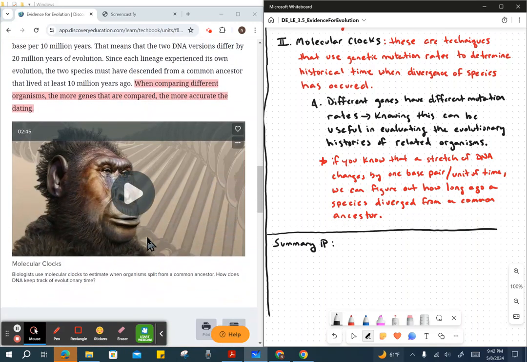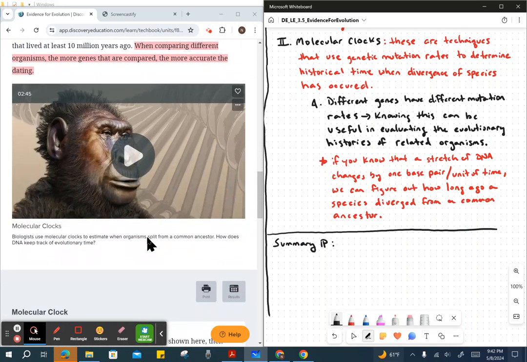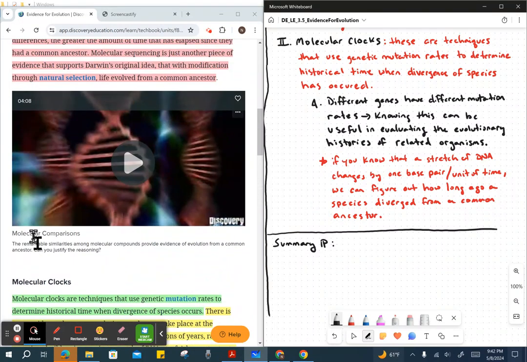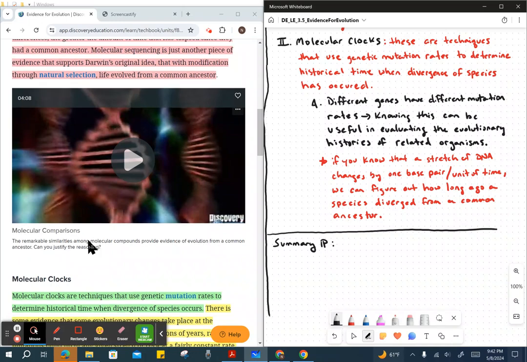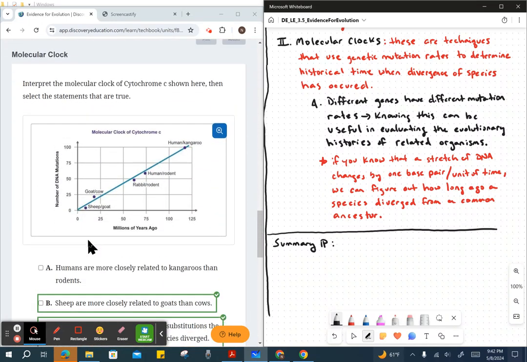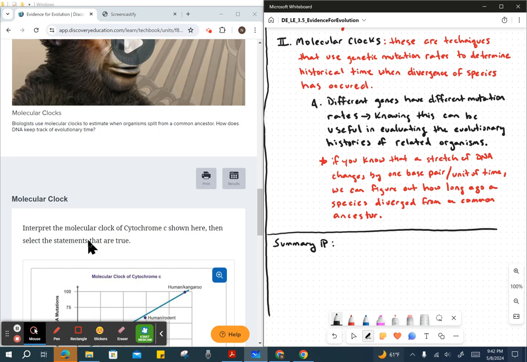All right. Well, I think that it's going to be really valuable for you to watch the videos on this. Okay. You got this molecular clock video here, and you have this molecular comparison video over here. So we'll talk about it a little bit more in class. Make sure you spend a little bit of time and contemplate this. Go ahead and make sure you write your summary paragraph, and we'll talk to you soon.